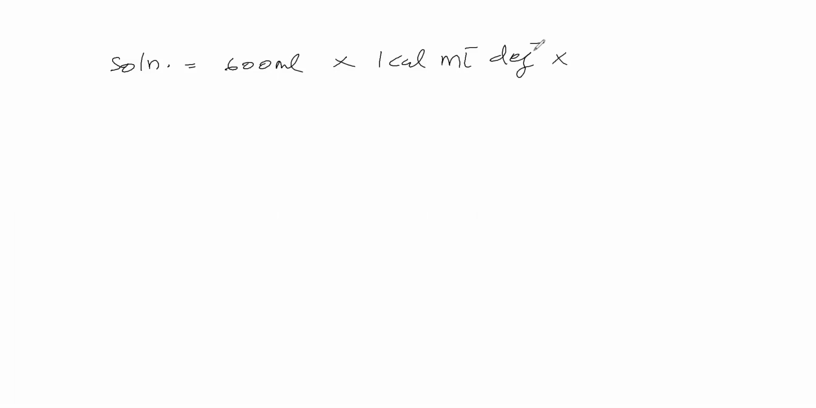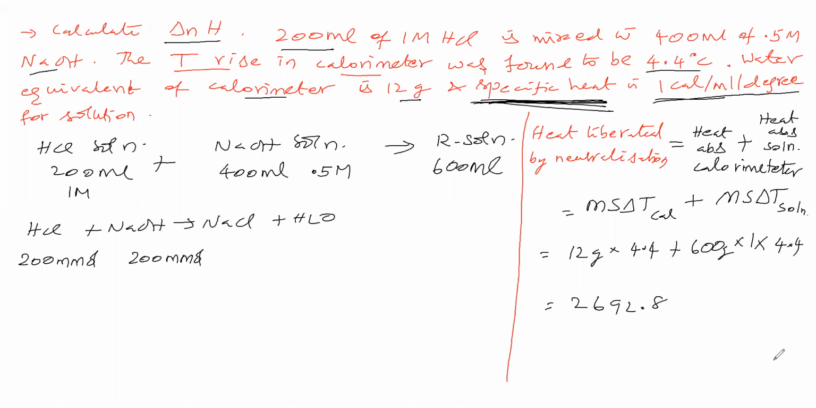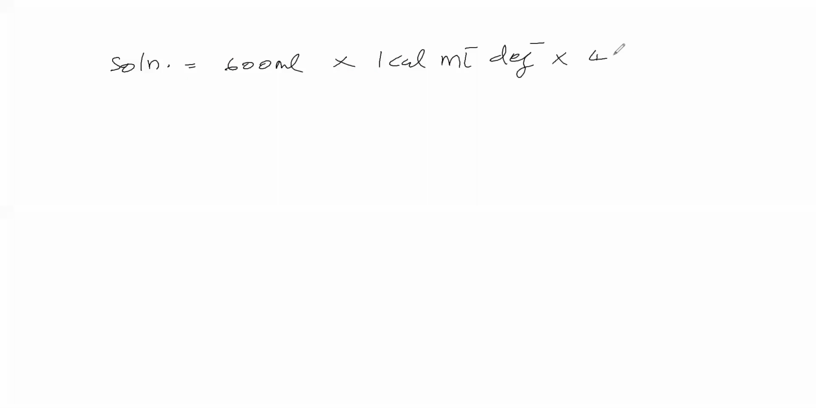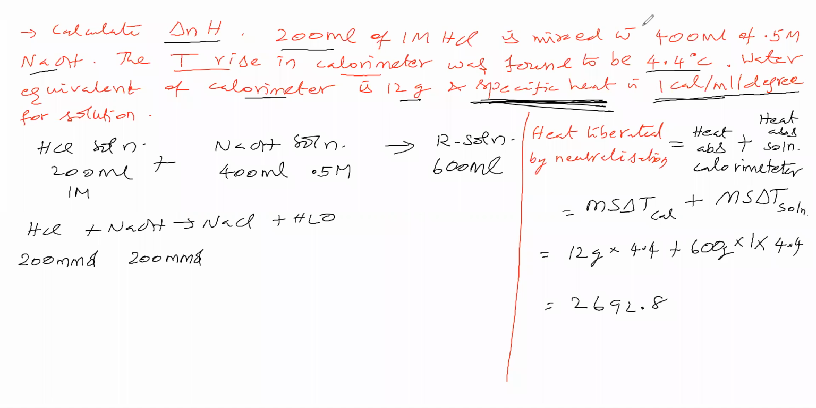Then the rise in temperature, delta T, we will substitute 4.4 degree. What units get cancelled? You see, ml is getting cancelled, degree is getting cancelled. What remains is calorie. Therefore, for this ms delta T, calorie is the unit.